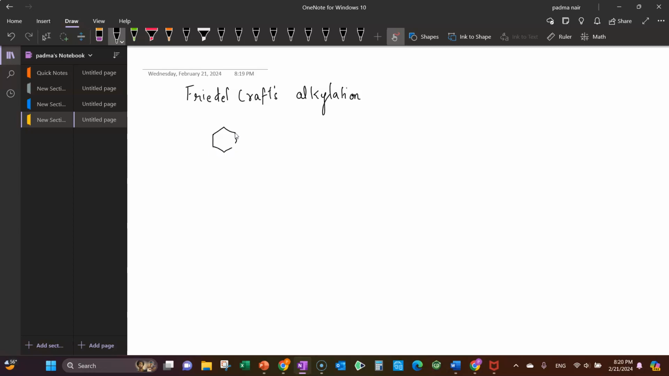Benzene, so what we need is an alkyl chloride. For that we can use an example, say CH3Cl. This is an example of a primary alkyl halide. It could be a bromide too. Okay, we can use any alkyl halide. Well, actually, we cannot use any alkyl halide. There are some limitations, but this is an example I'm using with methyl chloride.